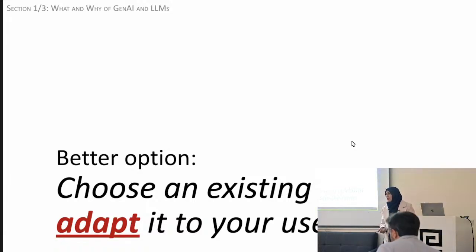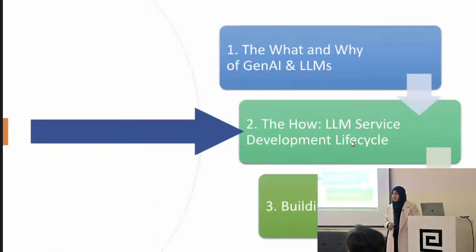All right, so now given that you can't train your own and an existing one might not be matching your use case, what do you do? The best option that most people use is to choose an existing LLM that's been pre-trained, that's been instruction tuned, and you adapt it to your own use case, okay? Now, that's what we're going to talk about in the how portion of this talk. We're going to talk about the LLM service development lifecycle, which is where we take this issue of, I've got a use case, how do I go from there to deploying an LLM that meets my needs, okay?